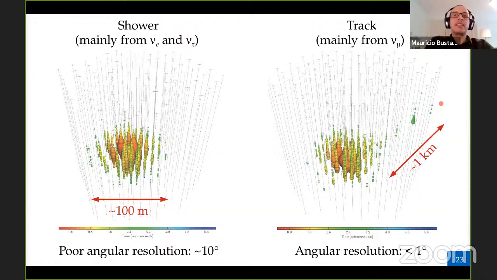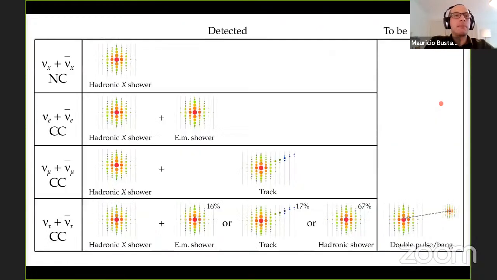Okay, so there's a rich zoo of different processes that can happen in IceCube, depending on the flavor and the type of the interaction. And in all cases, you will always have a hadronic shower created, and that applies to the neutral current interaction of any flavor of neutrino and to the charged current interaction of any flavor of neutrino. What comes on top of that is different depending on the flavor. So for charged current interactions with electron neutrinos, you get a final state electron, remember, and that electron is quickly interacting with the surroundings and creates another shower, in this case, an electromagnetic shower, on top of the hadronic one. So you see this as a single big one.